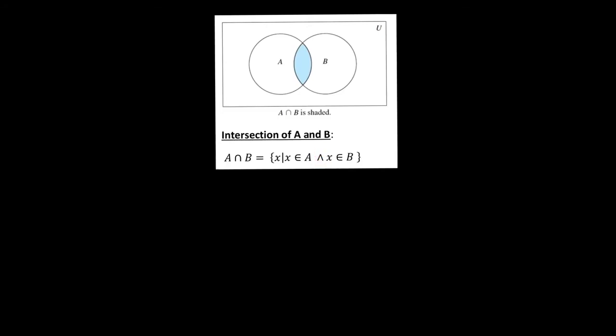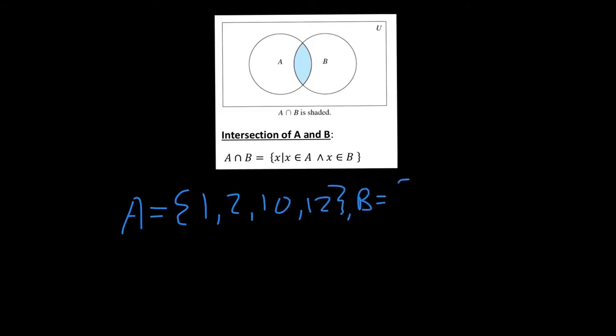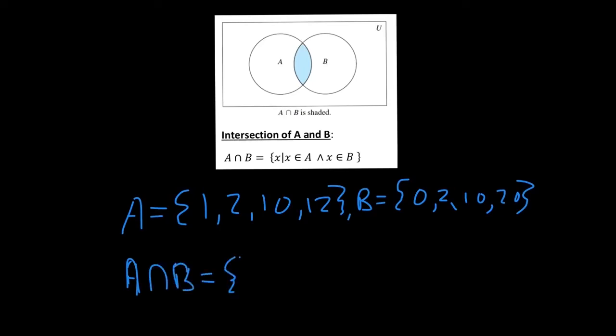So just like before, let me show you a quick example. Let's let A, I hate that color for this. Let's go back to blue. So I have A, let's make that the set 1, 2, 10, 12. And we'll let B be the set 0, 2, 10, 20. So that means A intersect B is going to be everything that they have in common.